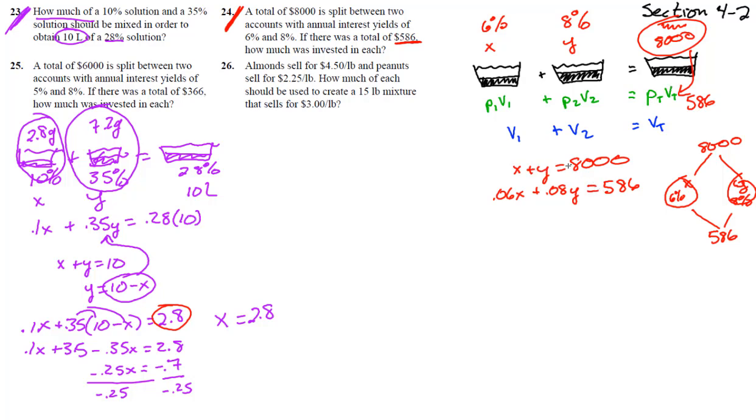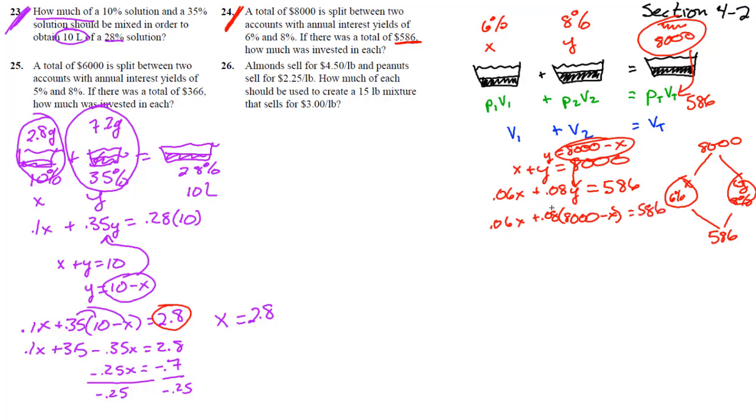All right, how do we solve this? Substitution looks good for me. Subtract x over there and we get y equals 8,000 minus x. So we're going to take that and put it right down there in the y. 0.06x plus 0.08 times 8,000 minus x equals 586.